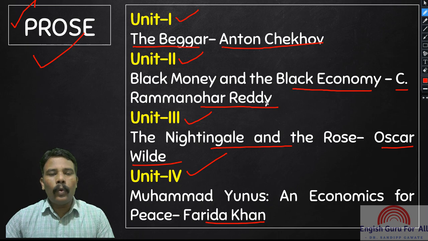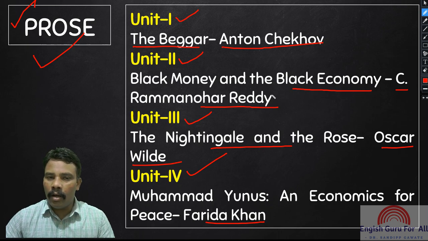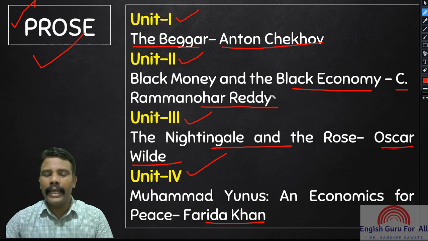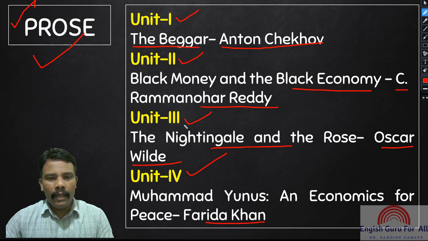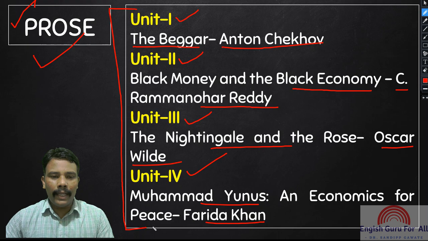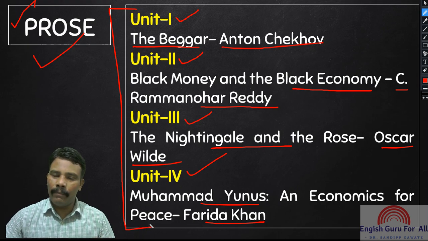Unit number 2, what is that? Black Money and the Black Economy, written by C. Ram Manohar Reddy. Unit number 3, what is the title? The Nightingale and the Rose, written by Oscar Wilde. And what is unit number 4? That is Muhammad Yunus and Economics for Peace, written by Farida Khan. So there are total 4 lessons, you can say. So there are total 4 units under the prose section.